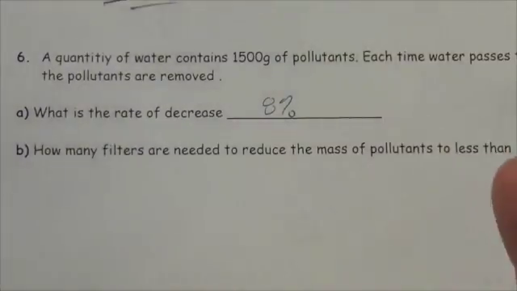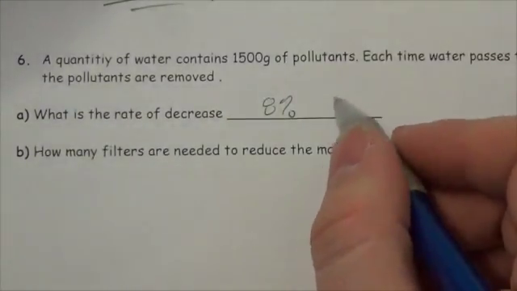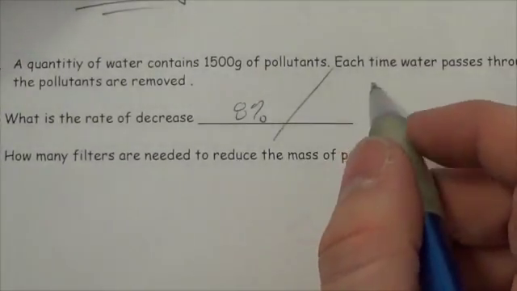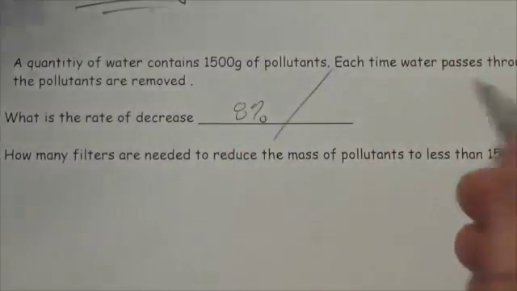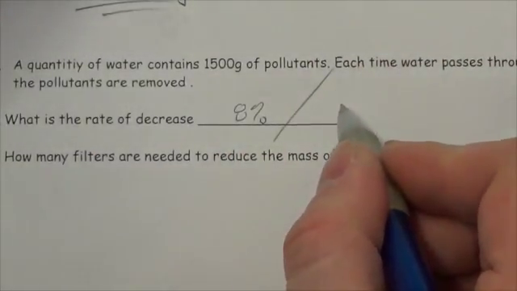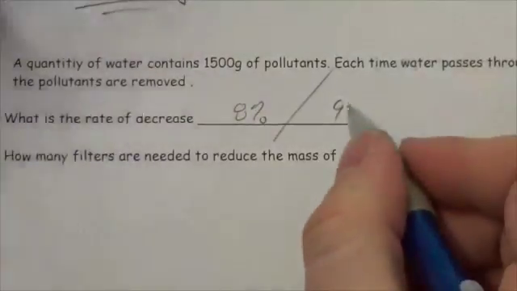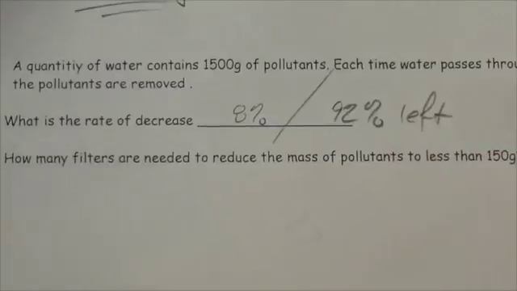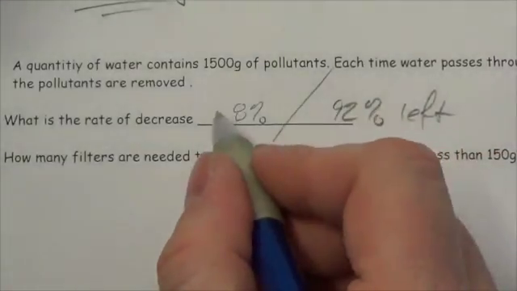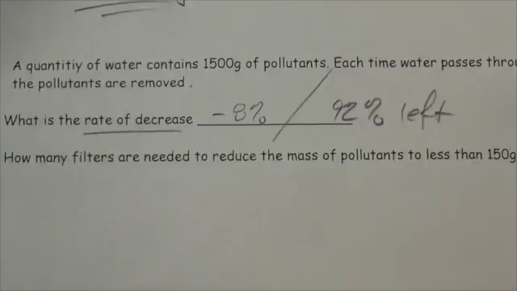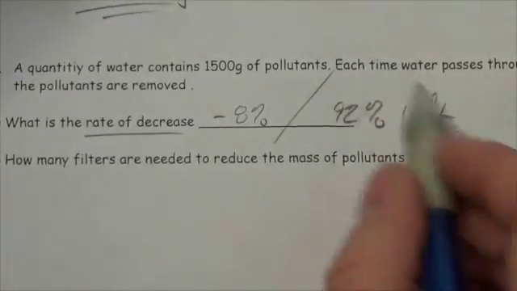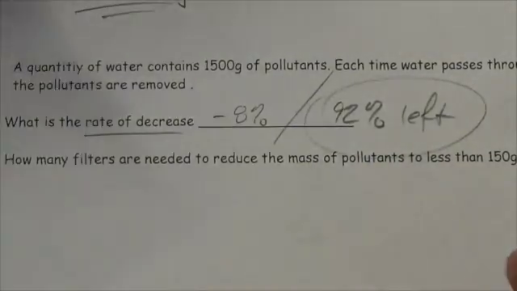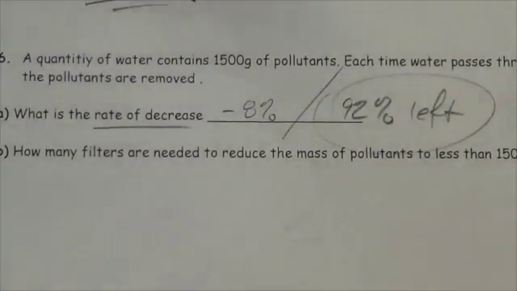Okay, we're losing 8%. Now, just remember that in the equation, what I'm left with is 92%. I'm losing 8%, which is the rate of decrease, and I'm left with 92%. Now, 92% is what I want to put into the equation. The equation should identify what's left over, not what I lost.